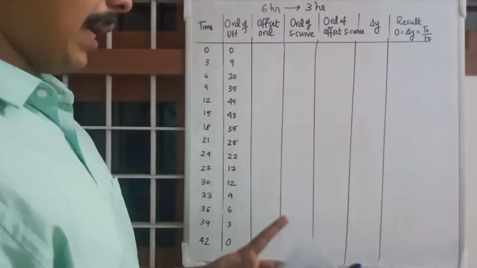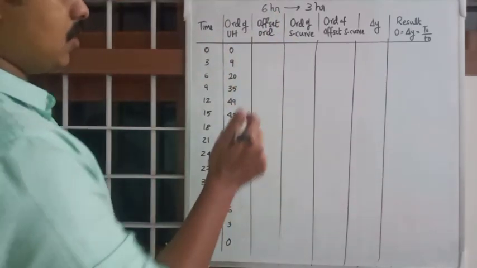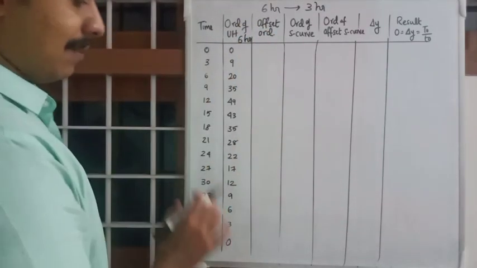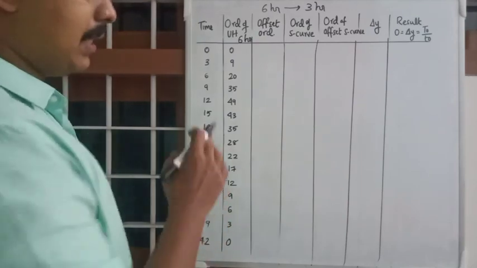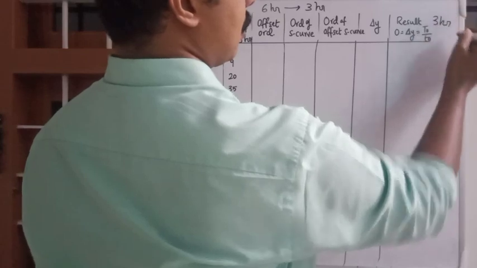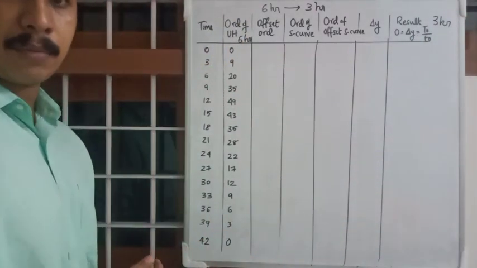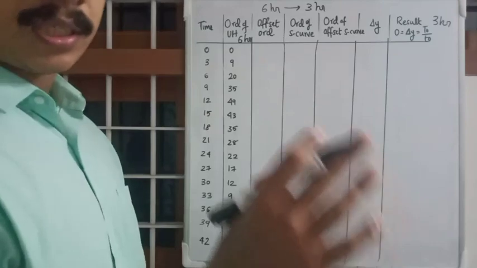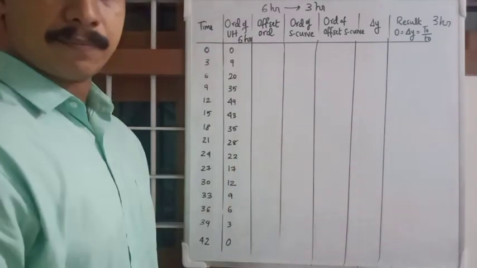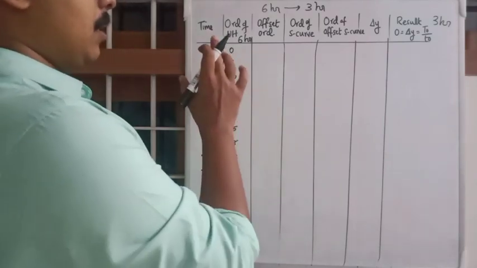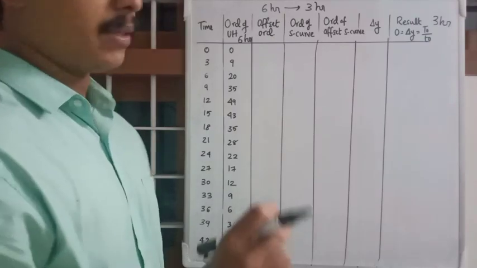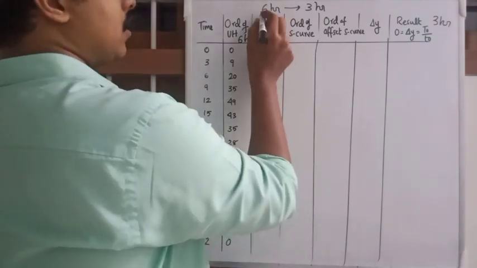This is our question, and this is the 6-hour unit hydrograph. This is the 6-hour unit hydrograph duration, and this is the result, the 3-hour unit hydrograph. So the question will be: construct a 3-hour unit hydrograph from the given 6-hour unit hydrograph, and then this table will be given.